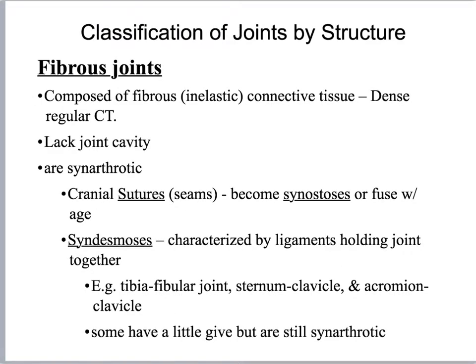All right, so we're going to look at some pictures of joints that are being classified by structure. So the first set is going to be our fibrous joints, and we're going to look at some syndesmoses and some sutures. Remember that when you're looking at these, think about the name. You want to focus on the fact that they're fibrous, so they're made out of a dense regular CT, no joint cavity, are synarthrotic, etc.